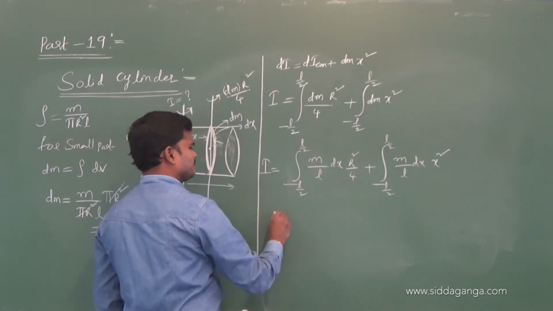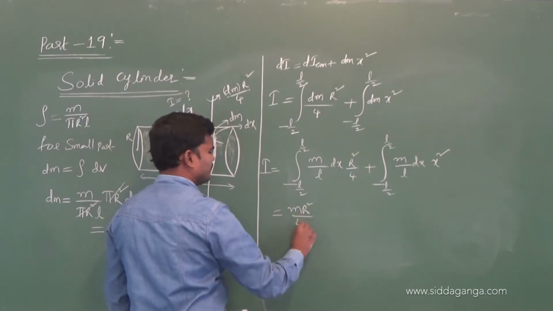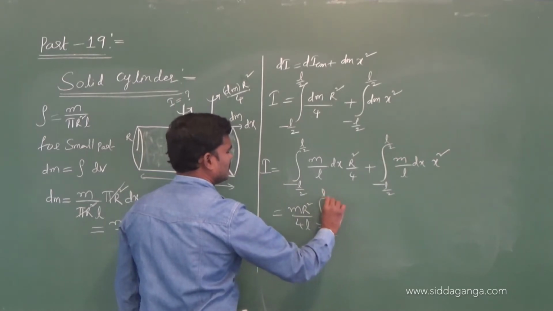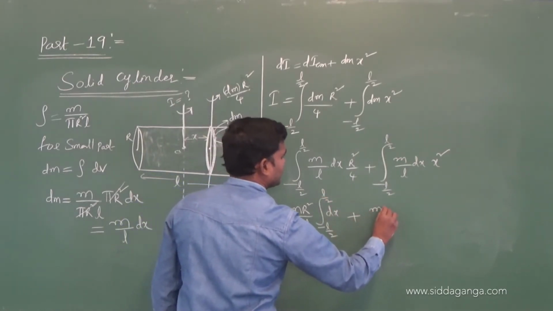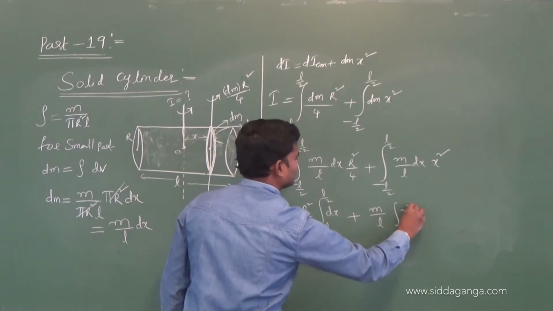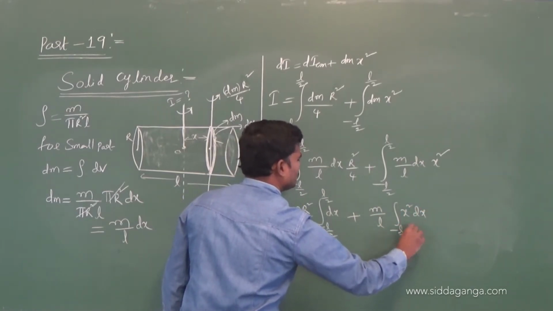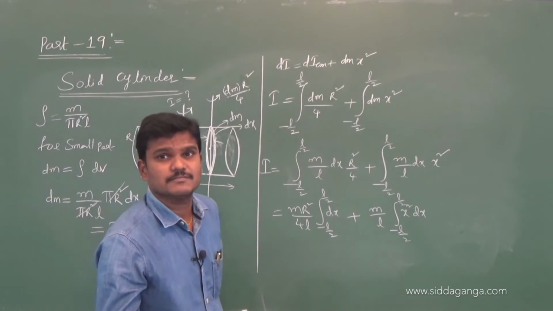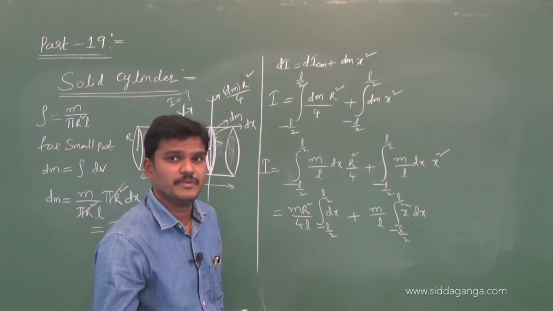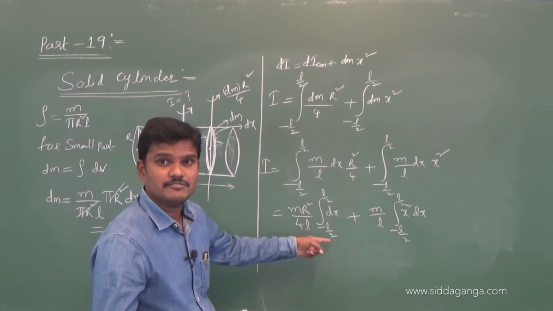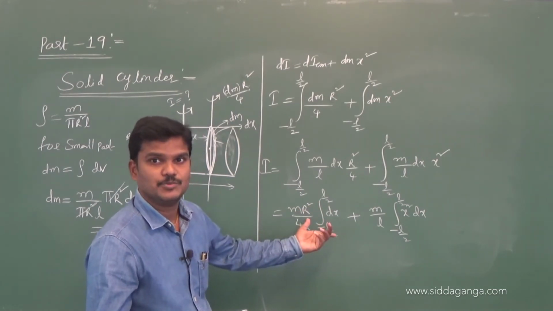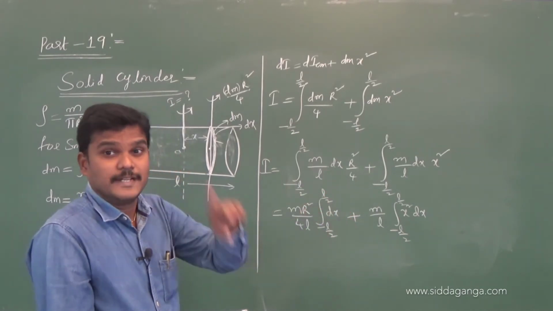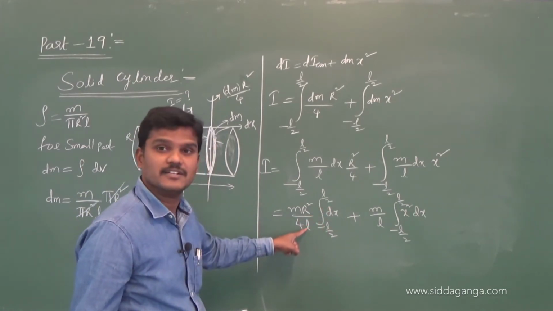M R square by 4L is common. The integration of dx from minus L by 2 to plus L by 2, and M by L constant, plus the integration of x square dx from minus L by 2 to plus L by 2. What is the integration of dx? x. Substitute the upper limit, plus L by 2, minus of the lower limit, minus L by 2. So L by 2 minus of minus L by 2, nothing but L by 2 plus L by 2, nothing but 2L by 2, nothing but L.